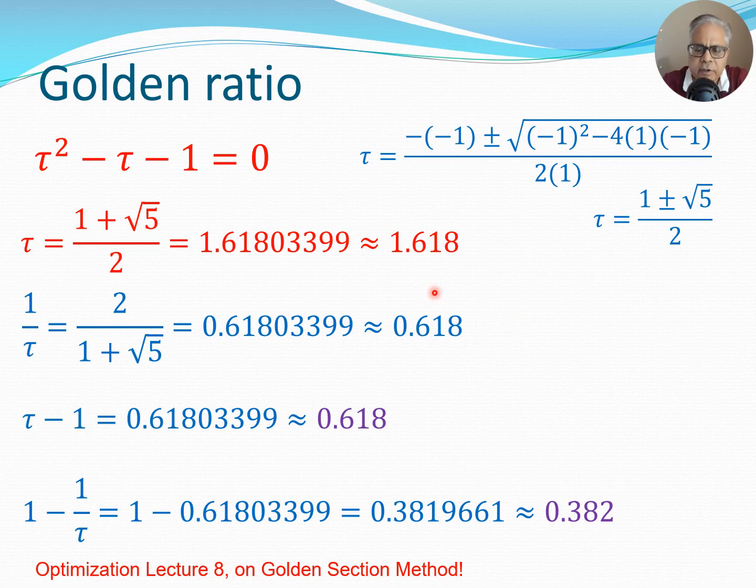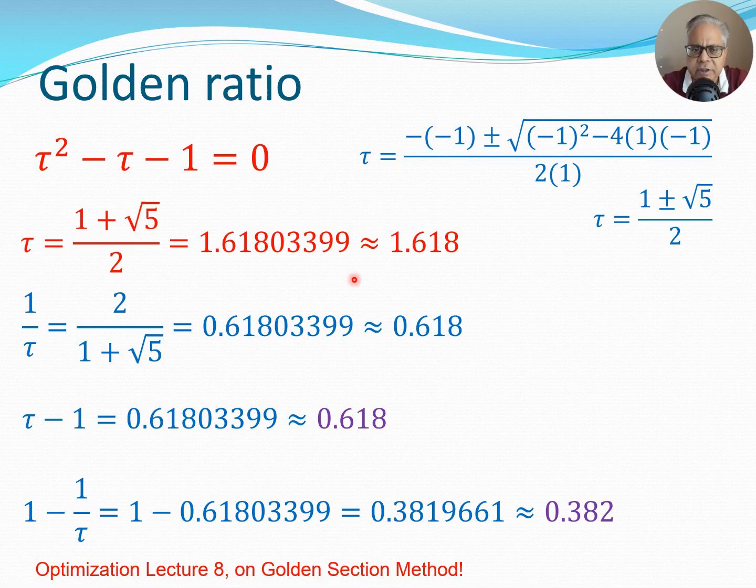So let's first review the concept of the golden ratio. Essentially, if you have a quadratic in the form tau squared minus tau minus 1 equals 0, then I can solve this for tau, and tau will come out to be (1 plus minus root 5) by 2. Now, if we take the positive root here, that comes out to be 1.618033399 and so on. Because this is not a rational number, it essentially goes on and on. We can truncate it to 1.618.